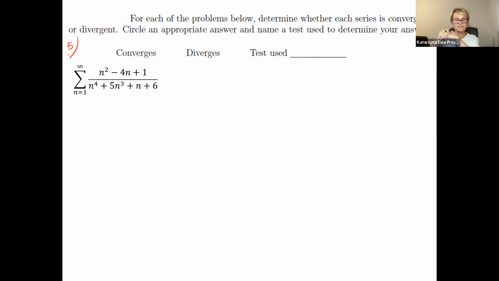Big ratio of 2 polynomials, n squared minus 4n plus 1, and then n to the power of 4, 5n cubed plus n plus 6. Do you know right away what we will do? Or maybe you know the answer. You have to know the answer. Yes, of course, Emilio. It will be basically P series test, n squared, comparing. Actually, we will compare because we see something big, but we know that we can definitely grab the leading terms.